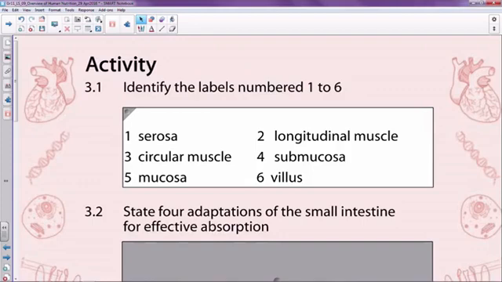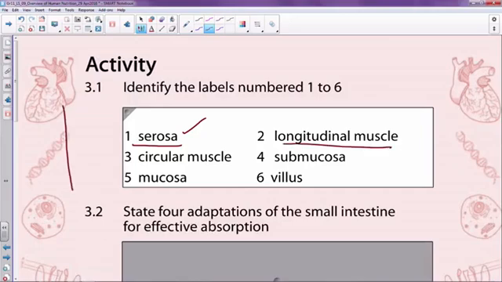Number 1 is the outer serous layer, a layer of connective tissue found on the external surface of the small intestine. Number 2 is a layer of longitudinal muscles, and these are muscles that run longitudinally along the tube. So when we look at a cross-section of it, these would be muscles running longitudinally down. Number 3 refers to the circular muscles, which are muscles running around the radius and that help in contraction.